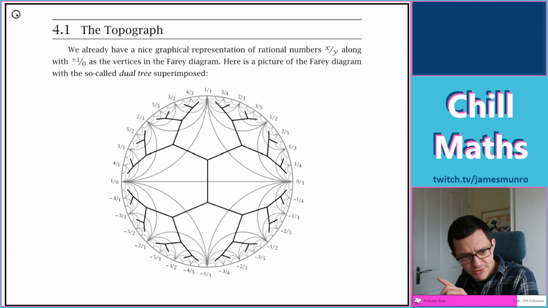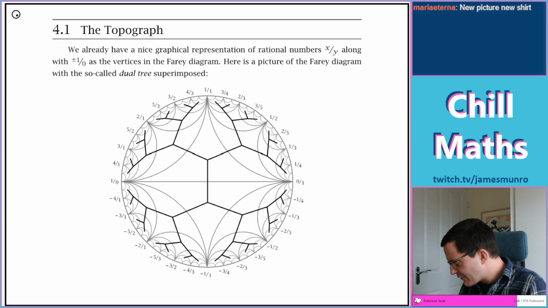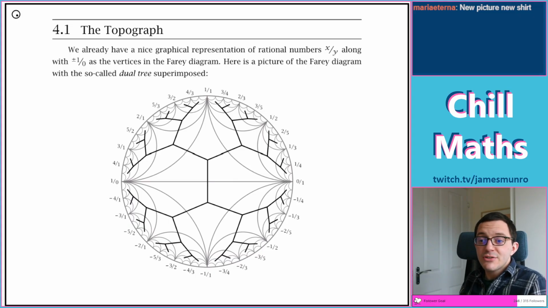We drew a version of this. I think I remember drawing a version of this. I was trying to work out why everything had degree 3. I mean, they're all triangles, but every point's got degree 3. We have a nice graphical representation of all rational numbers. People on the stream have seen this a few times now. Yeah, there they are. Along with plus minus 1 over 0.